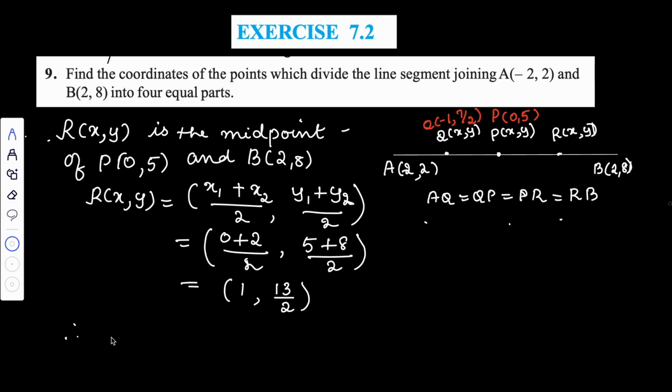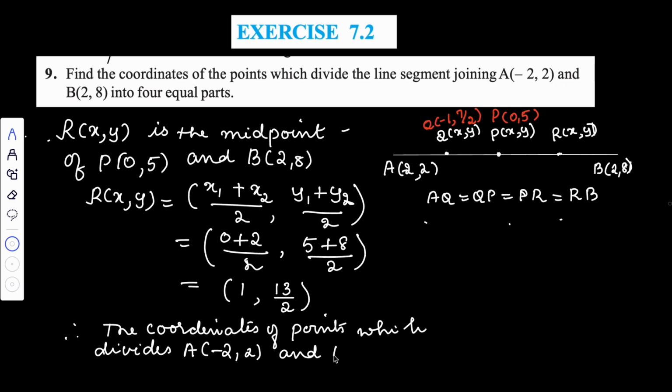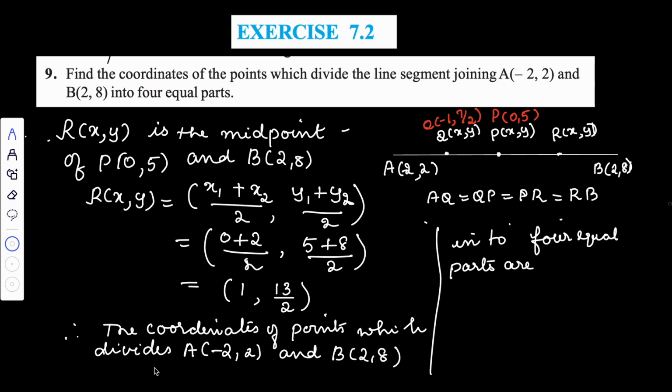Therefore, the coordinates of the points which divide A(-2, 2) and B(2, 8) into 4 equal parts are (-1, 7 by 2), (0, 5) and (1, 13 by 2).